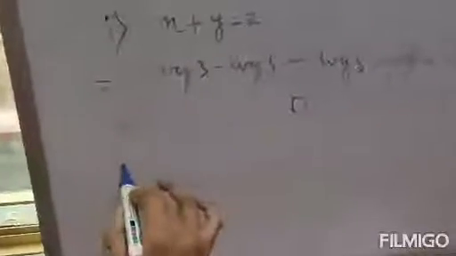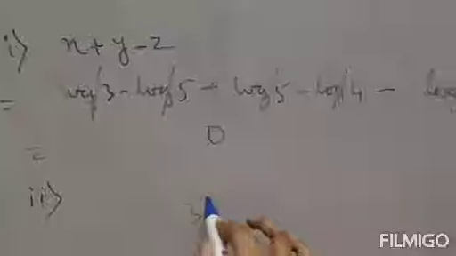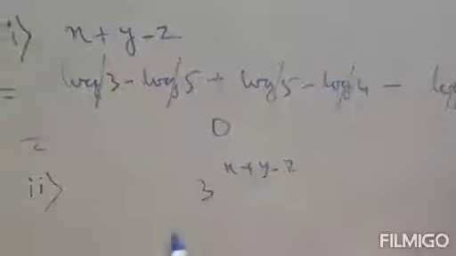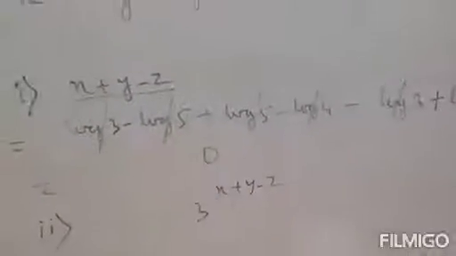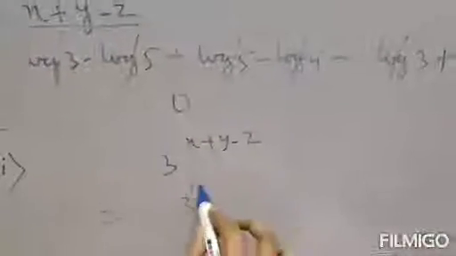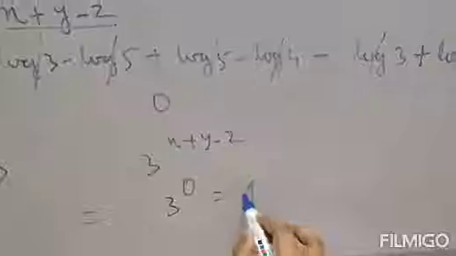Question number 2 was we have to find the value of 3 to the power x plus y minus z. Clear? Now listen very carefully, x plus y minus z. So here also the x plus y minus z value is 0. So we will just write 3 to the power 0, and something to the power 0 means the answer is 1.